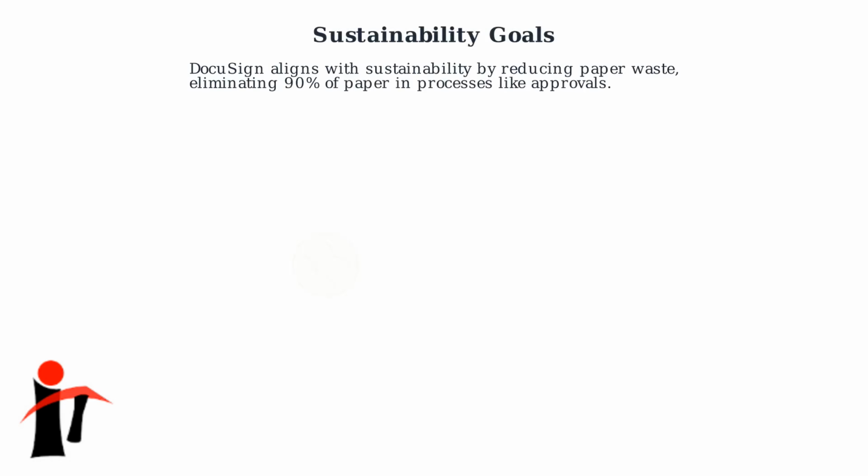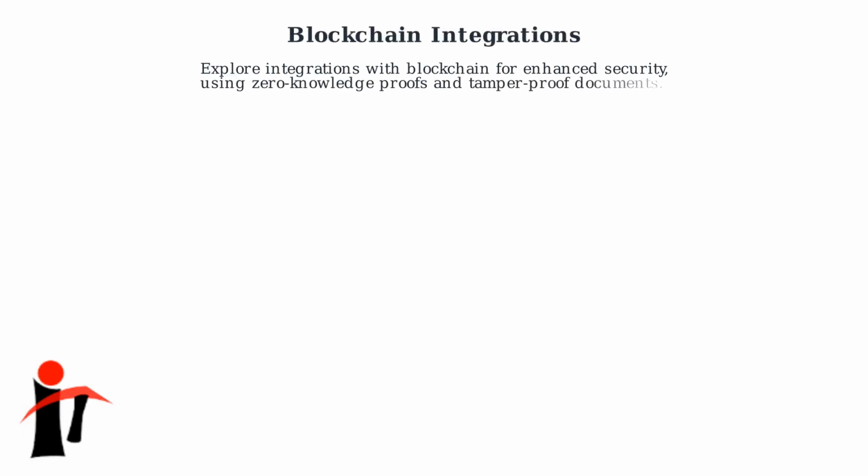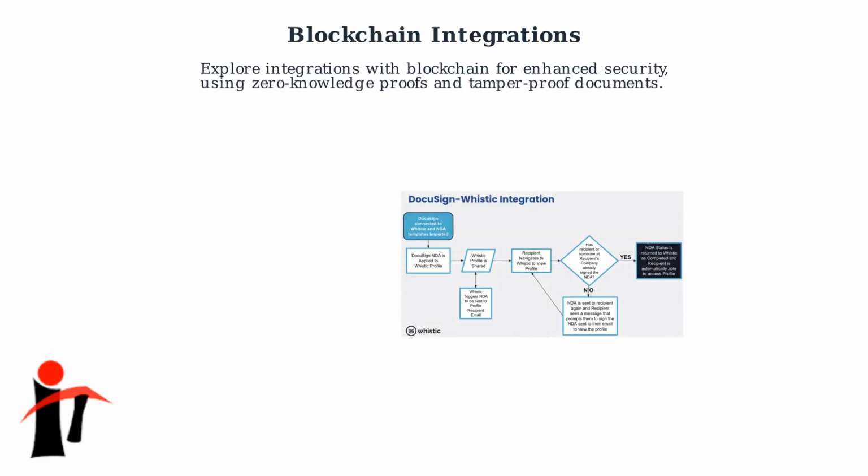Remember that DocuSign aligns with sustainability goals by reducing paper waste. Digital signatures eliminate 90% of paper use in processes like loan approvals and contracts. Explore integrations with blockchain for enhanced security. DocuSign supports blockchain-based notarization and zero-knowledge proofs for tamper-proof, compliant documents.